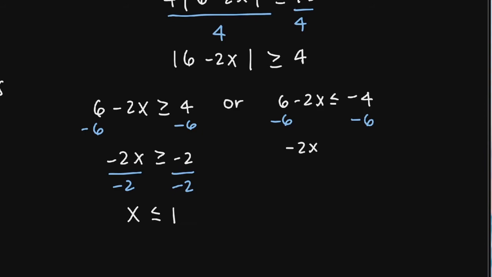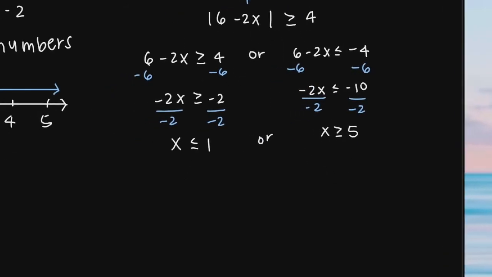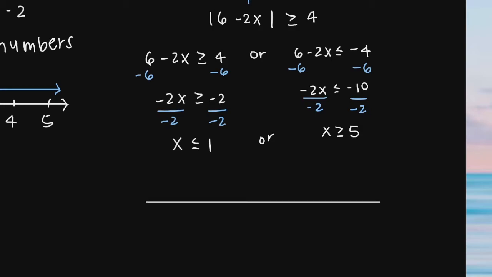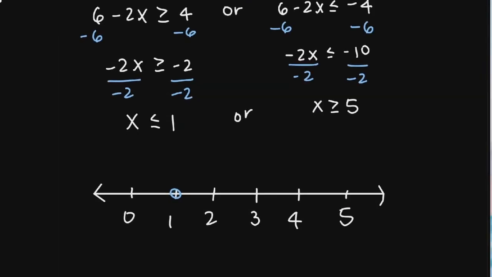And then on the right hand side, we get negative 2x is less than or equal to negative 10. Then we're going to divide by negative 2. And we get x is greater than or equal to 5. This is the "or". So now on our number line, we have to include 1 and 5. And at 1, we're going to have a closed circle, and at 5, we're also going to have a closed circle.